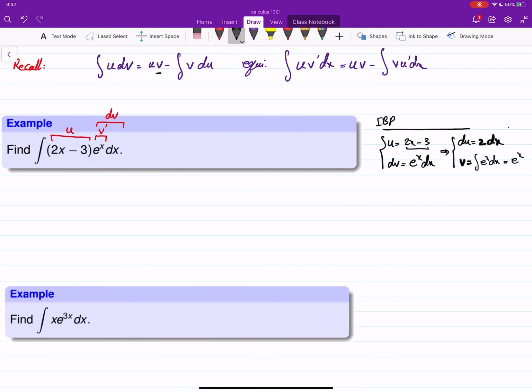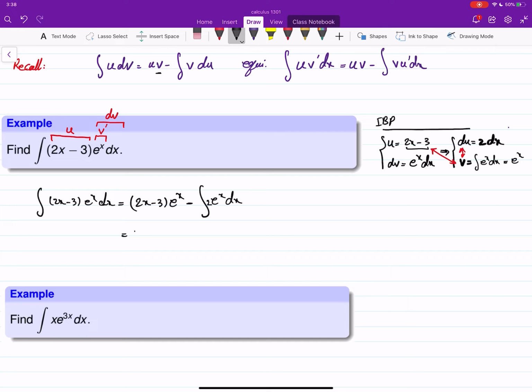So our left hand side, which is u dv, let me just write the function itself, the integral of 2x minus 3 times e to the power x dx. Now it's going to be u times v itself, so it will be 2x minus 3 times v, which is e to the power x, minus the integral of v times du. So v here is e to the power x times 2 dx. I just put 2 there, and that's it.